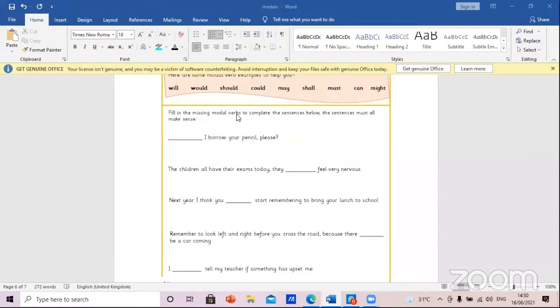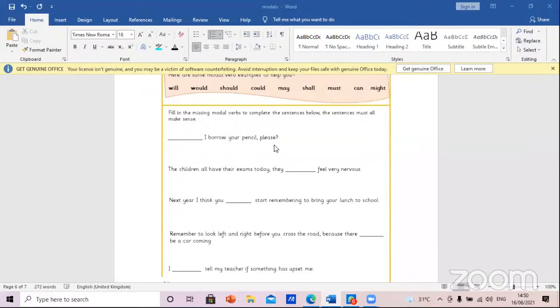Okay, fill in the missing modal verb to complete the sentences below. The sentences must all make sense. That is very important, right? Be careful when you are using modals, right? Because the sentence must give us some sense. Otherwise, useless, right?